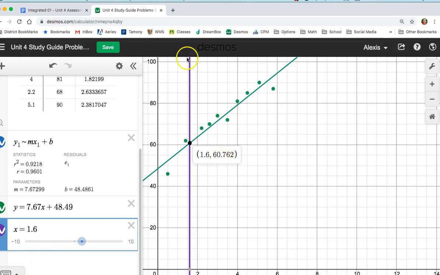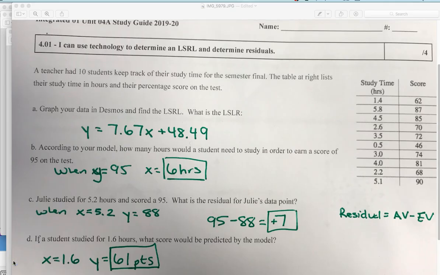Okay, so we'll take a look at how I wrote those out on the actual study guide. For that first one, we've got 7.67x plus 48.49. I extend my decimals out to the hundredths just to be precise. B, I've got 6 hours. C, we have 7. The formula to find a residual is the actual value minus the expected value. So if your actual value is above the prediction, it's going to be positive. If it's below the prediction, the expected value, you're going to have a negative residual. And D there, if you study for 1.6 hours, you would expect a score of 61 points.